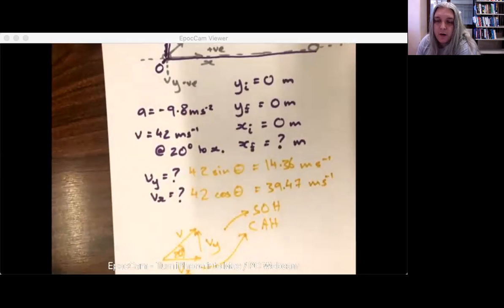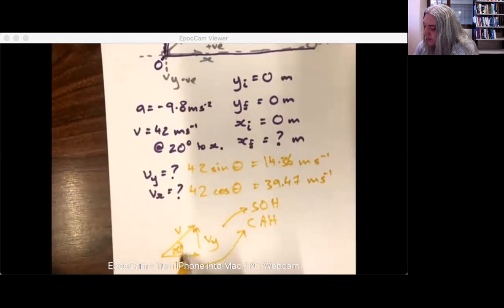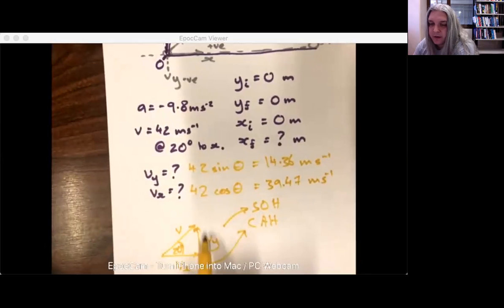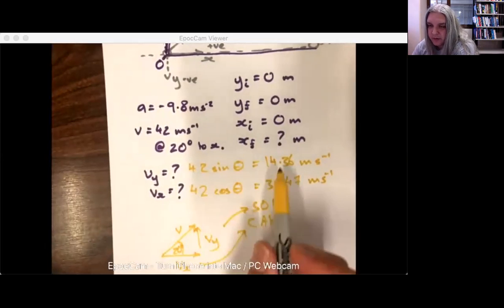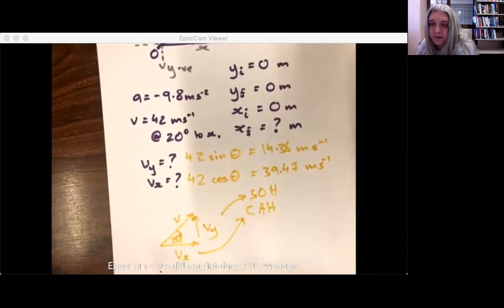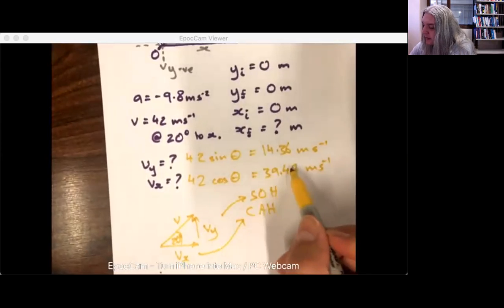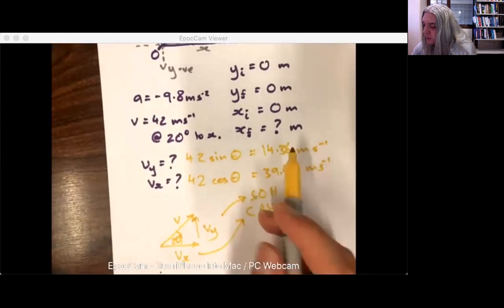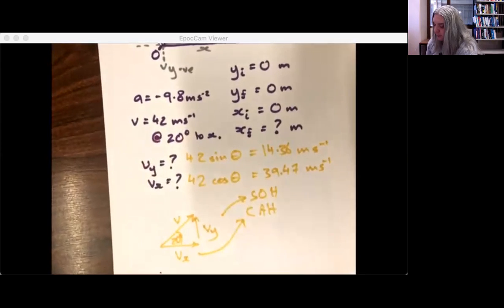As I've said several times, it's a good idea to do little sanity checks along the way. One of them that's very easy to do is just to look at this and say, well, if that's only 20 degrees, we'd expect Vx to be bigger than Vy, and we've got Vx bigger than Vy. But of course, we can check a little bit more thoroughly by using Pythagoras to make sure that if we square these two, add them together and take the square root, we get back to our original 42 meters per second. And indeed, if you do that with those numbers, you will.